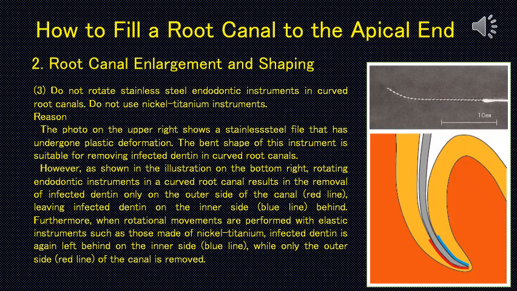However, as shown in the illustration on the bottom right, rotating endodontic instruments in a curved root canal results in the removal of infected dentin only on the outer side of the canal (red line), leaving infected dentin on the inner side (blue line) behind. Furthermore, when rotational movements are performed with elastic instruments such as those made of nickel titanium, infected dentin is again left behind on the inner side (blue line), while only the outer side (red line) of the canal is removed.